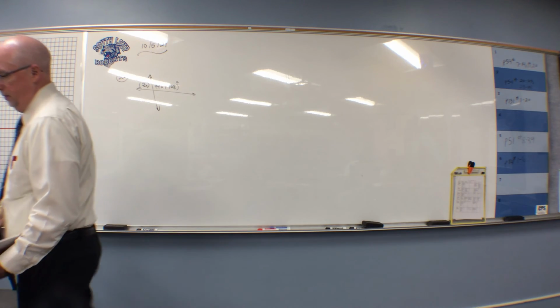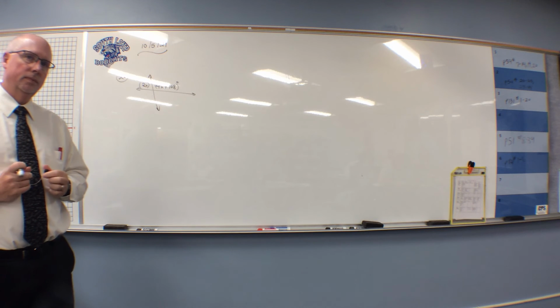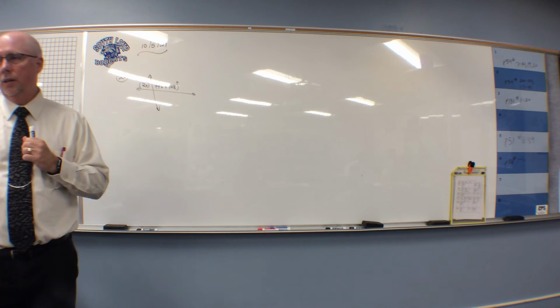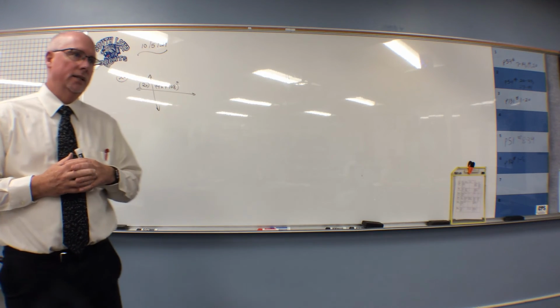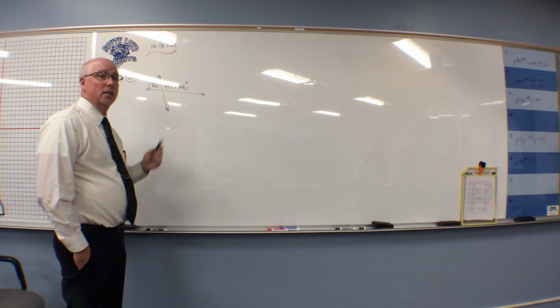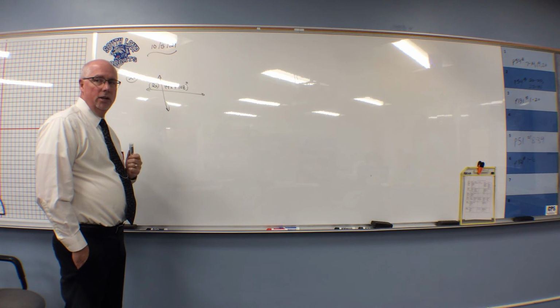Let's take a look at this one. Are they vertical, yes or no? They're adjacent, they're not vertical. Verticals are across from each other, adjacent is side by side. So I cannot set them equal to each other because one is clearly bigger than the other one. So how do I get an equation from this?